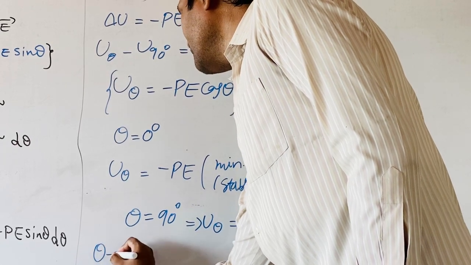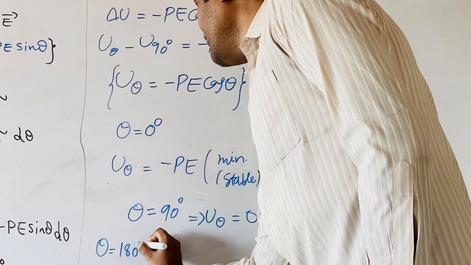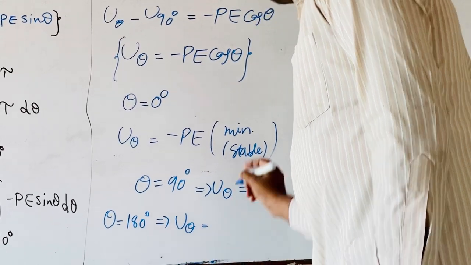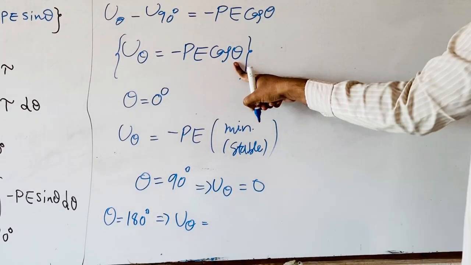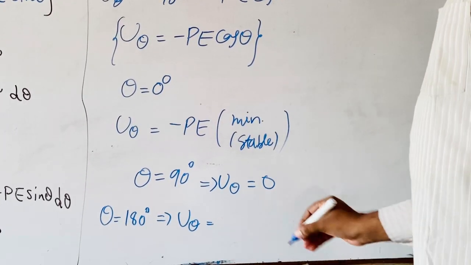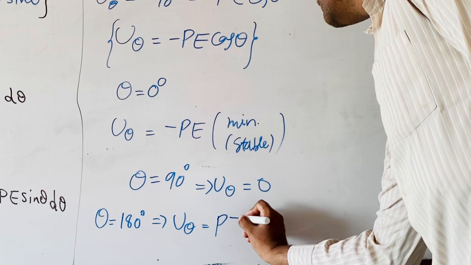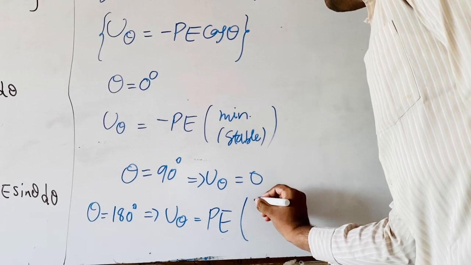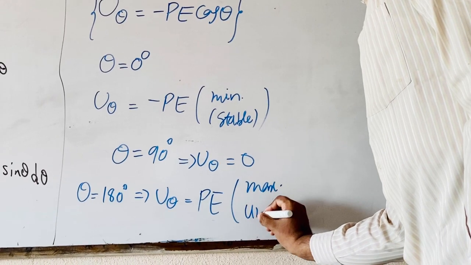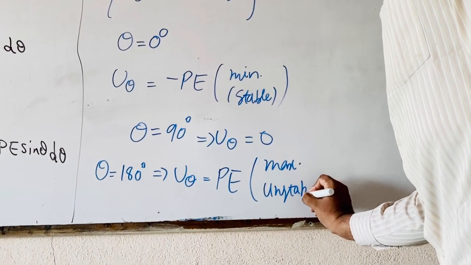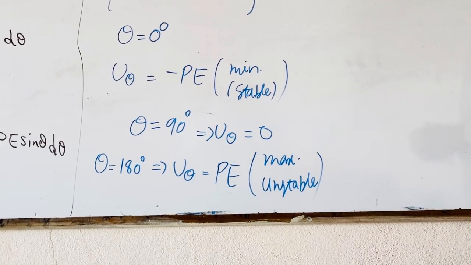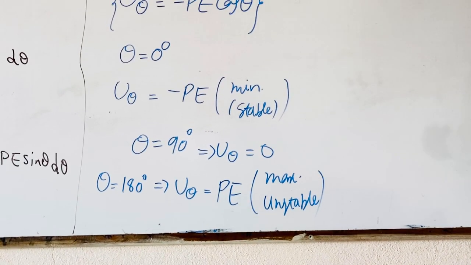Suppose I am taking the theta value as 180 degrees. So what is the U at theta? The cos theta value is minus 1, cos 180 is minus 1. So minus 1 into minus PE will become plus PE. So this is what now? Maximum. And the configuration or arrangement of the dipole, we can say with what name? Unstable equilibrium.